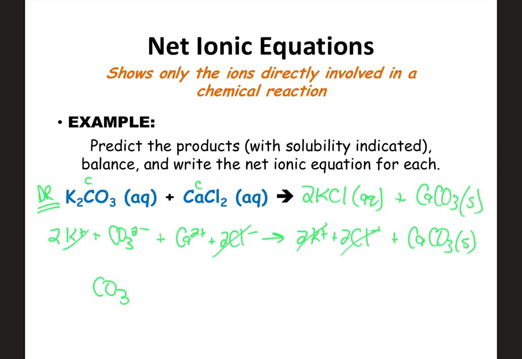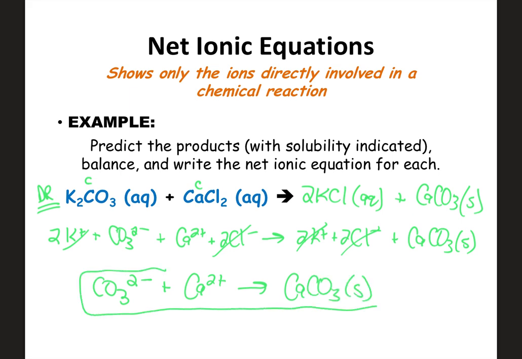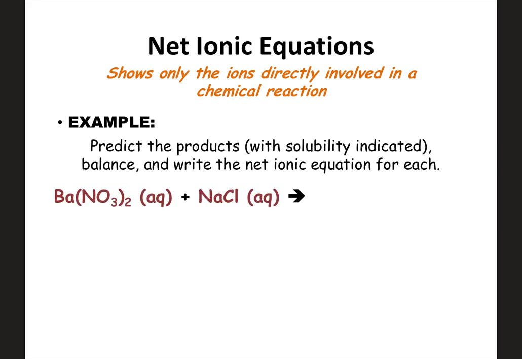So I have CO3 2 minus plus Ca2 plus going to CaCO3 solid. That would be the net ionic equation for this particular reaction. It's only showing the substances that are involved in the actual reaction. So there's one more example here we're going to try.